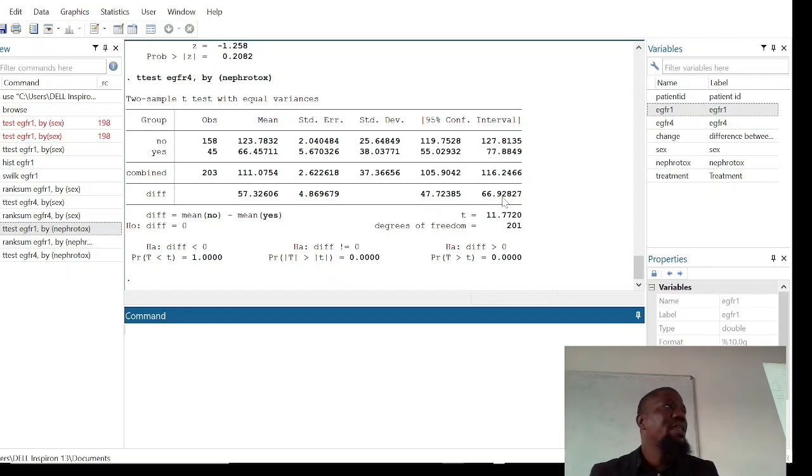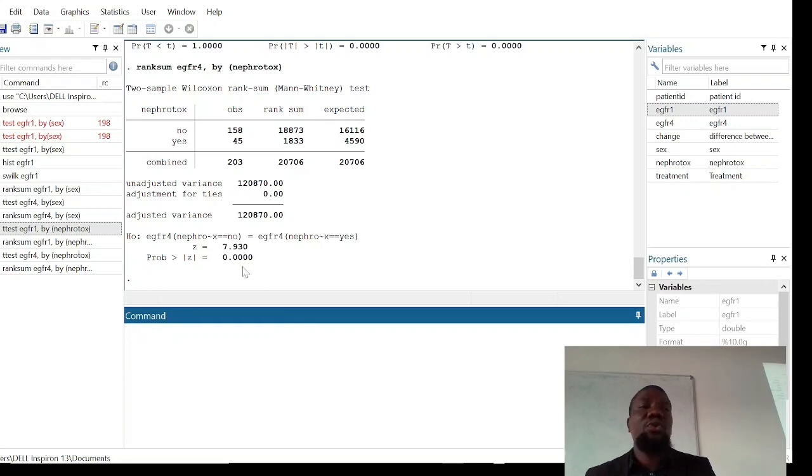Now, since you know that the variable EGFR was not normally distributed, you can go ahead and do the rank sum test. So we say rank sum EGFR 4 by nephrotoxicity. And it's also showing that yes, there was a statistically significant difference. This difference that you are seeing was significant. Okay?